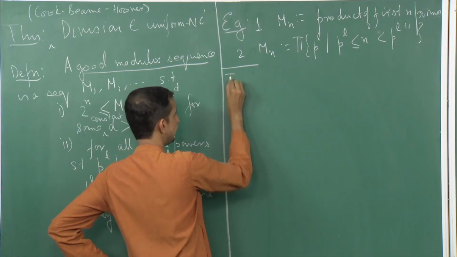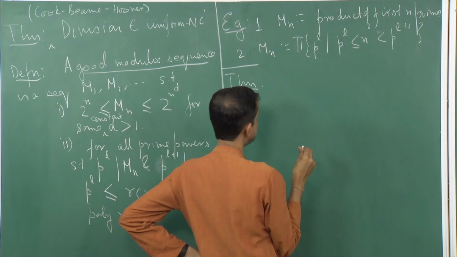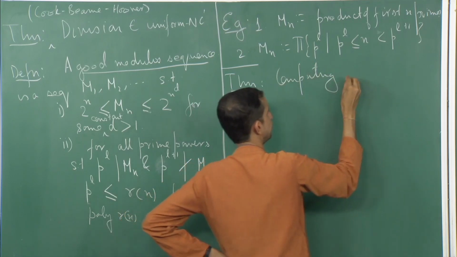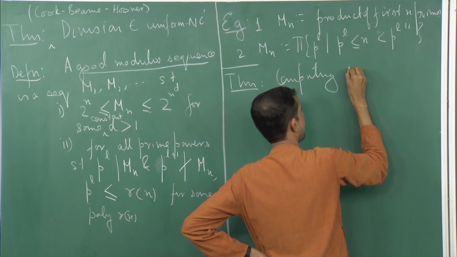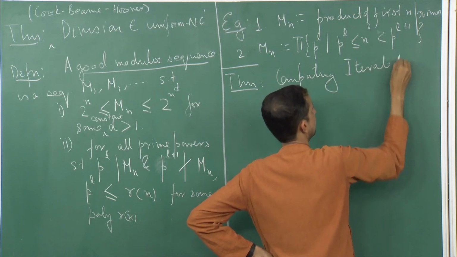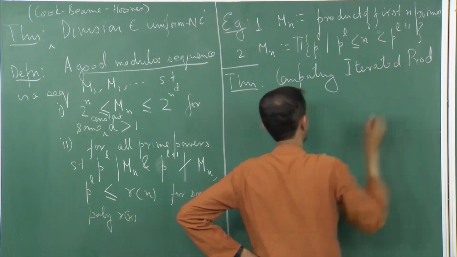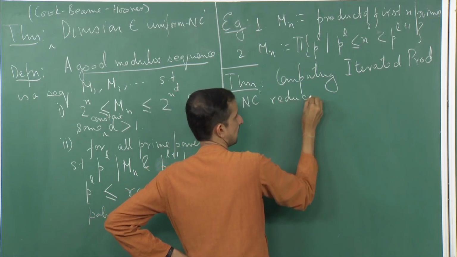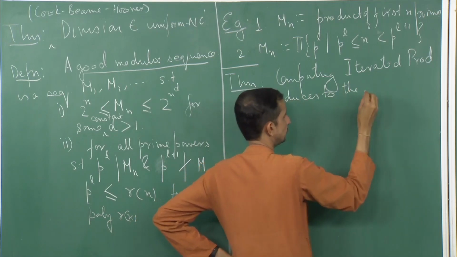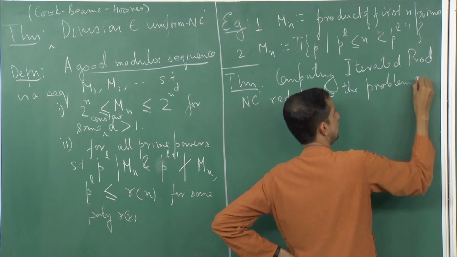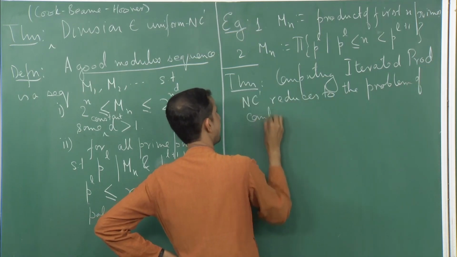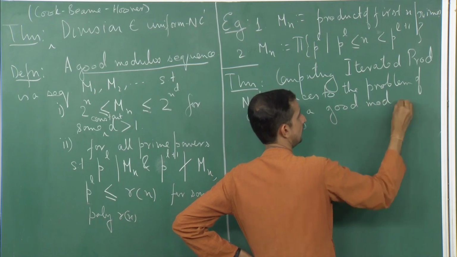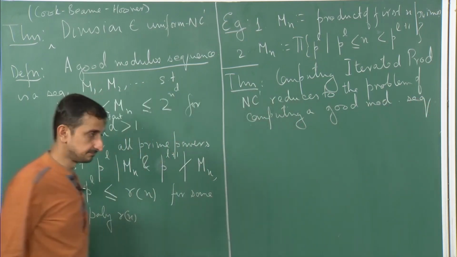So now what we will show today is the following theorem, that computing iterated product in NC1 reduces to the problem of computing a good modulus sequence. Okay.